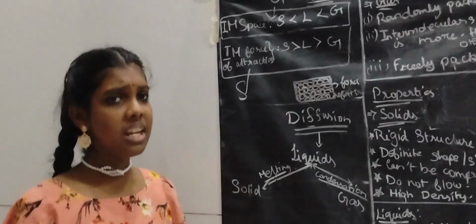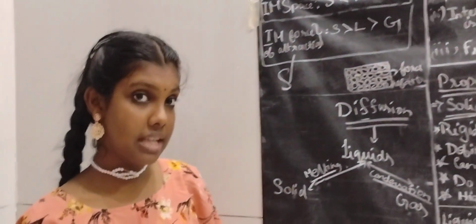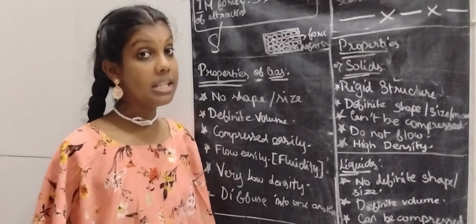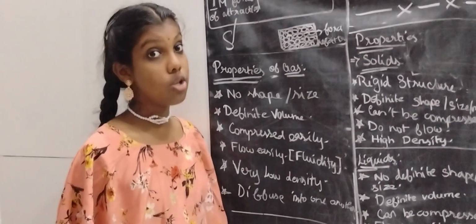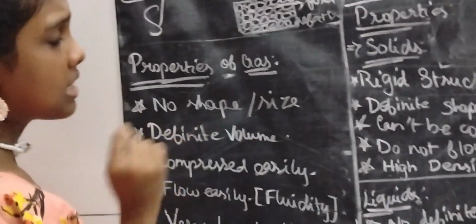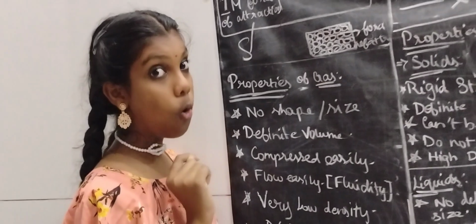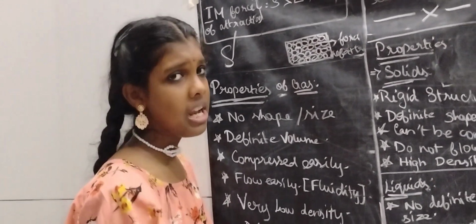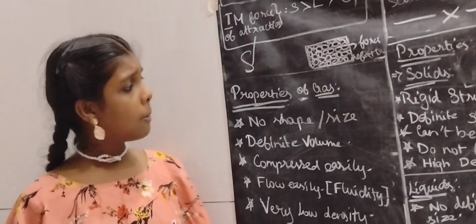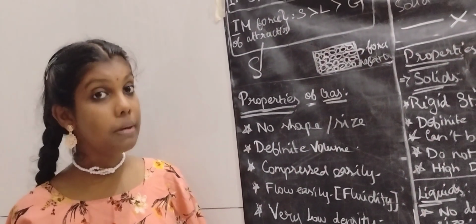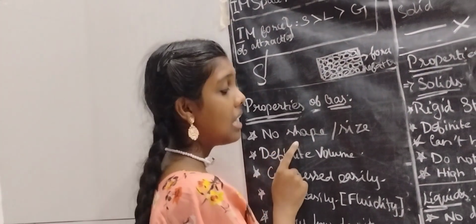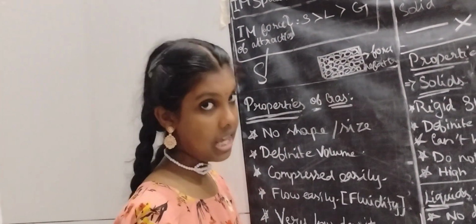So let me say the next property of gases, the next state of matter. Lastly, let's start the properties of gas. So let's start. No shape and size. Gases don't have a fixed shape and size because they are freely packed and random. So they can't be seen. Actually, gases can't be seen with our naked eyes. You all know, right? At the same time, they don't have shape and size.